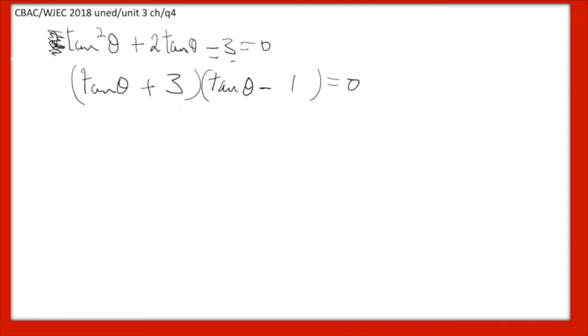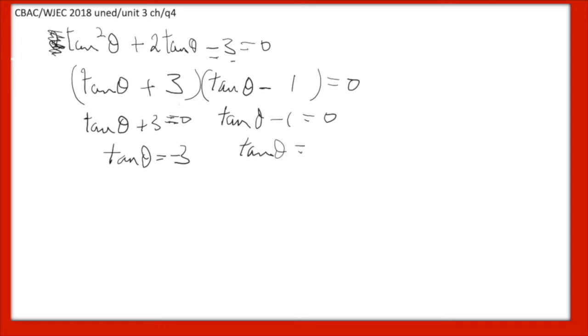So my implication now is that tan theta plus 3 equals 0, which gives me that tan theta equals minus 3, which is fine with tan, because it's opposite over adjacent. I don't have to be restricted to less than 1. Tan theta minus 1 is equal to 0, which gives me that tan theta is equal to 1. Now you really should know the angle whose tangent is 1.